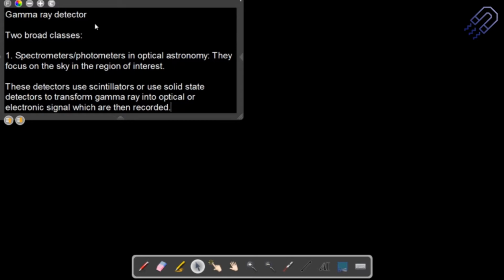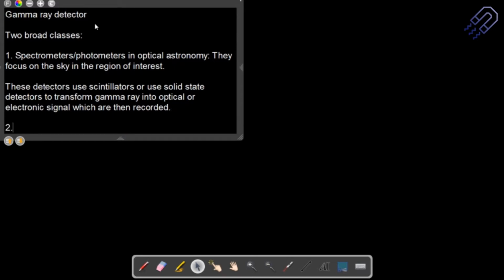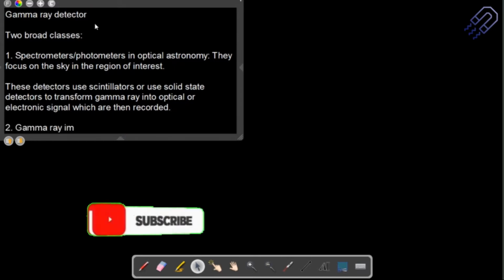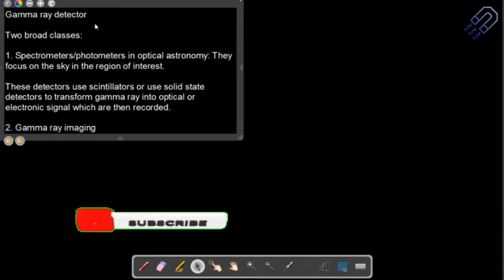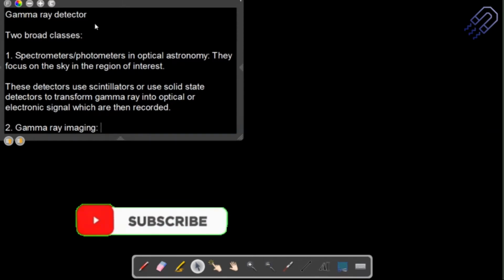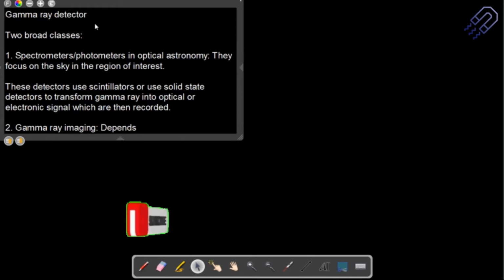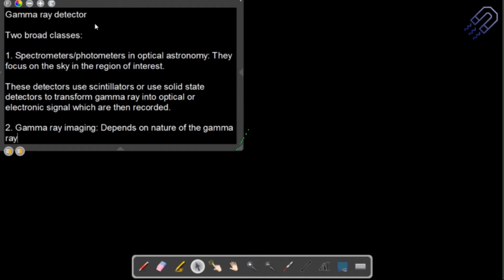So this is one kind of detector, and another is something which we call gamma ray imaging. Just like you have the photographic plates, you can also have something for gamma ray imaging. It depends on the nature of the gamma ray. By nature I mean that there are chances that the gamma ray will have different intensity and the type of interaction that they will have on the material which is used for the detectors. So it basically depends on the nature of the gamma ray interaction process.